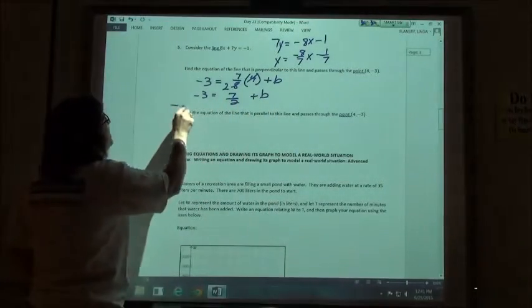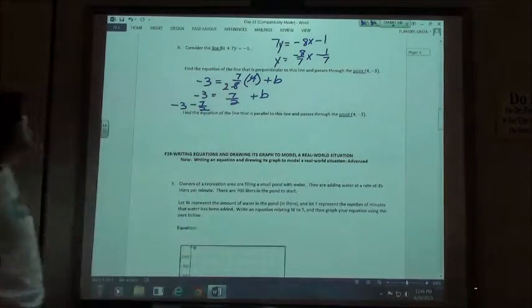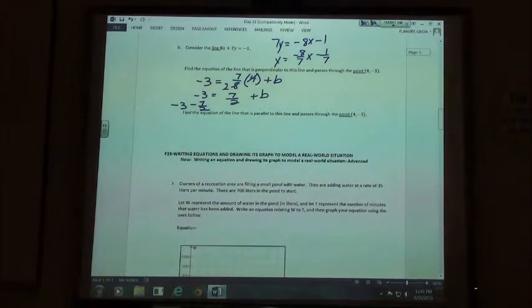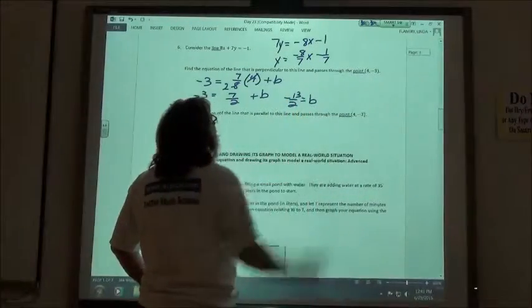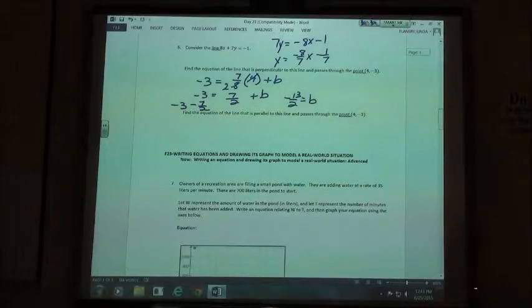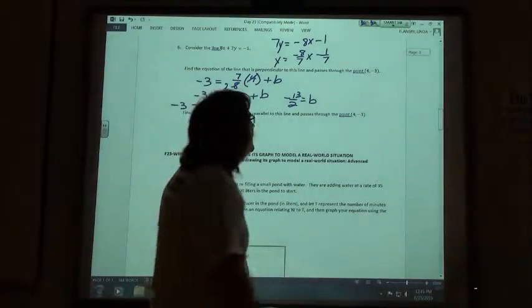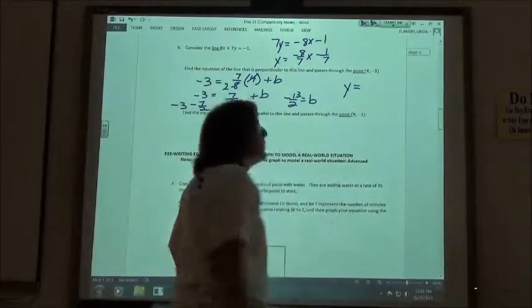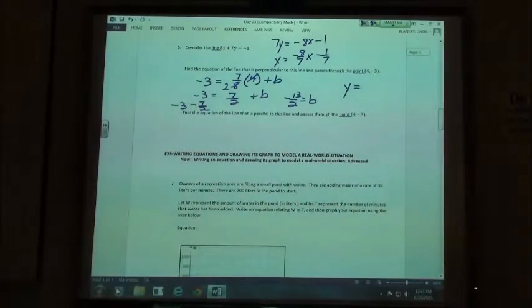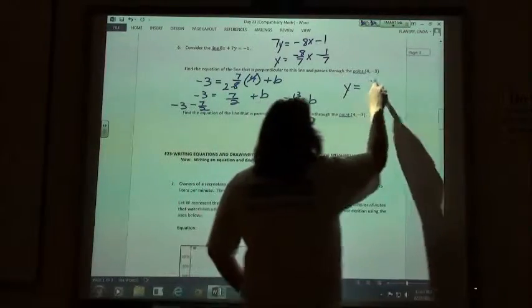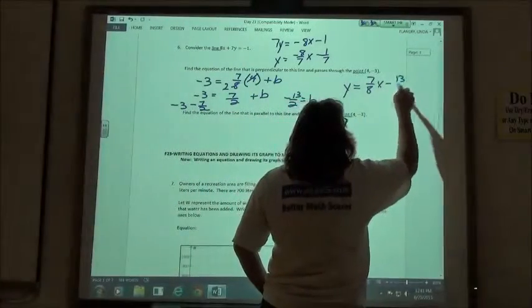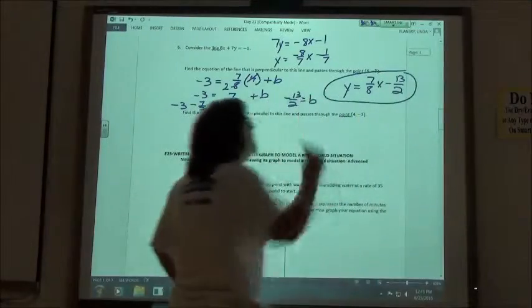So I'm going to have to take negative 3 and subtract my 7/2, which would give me negative 13 over 2. So my equation for this one will be y equals 7 over 8 x minus 13 over 2. y equals 7/8 x minus 13/2.